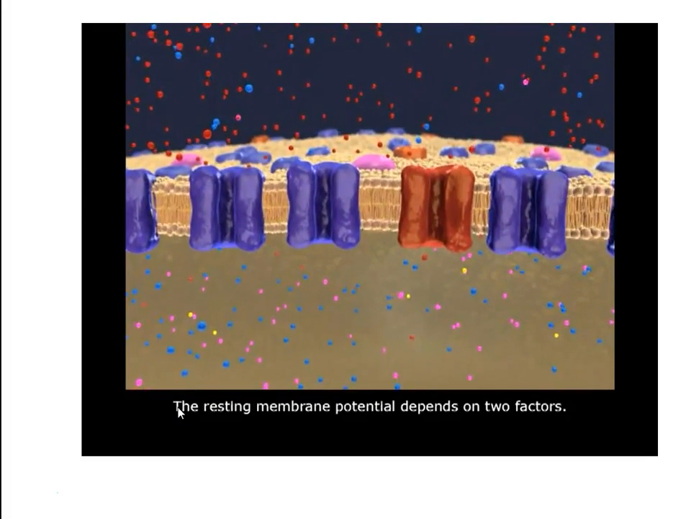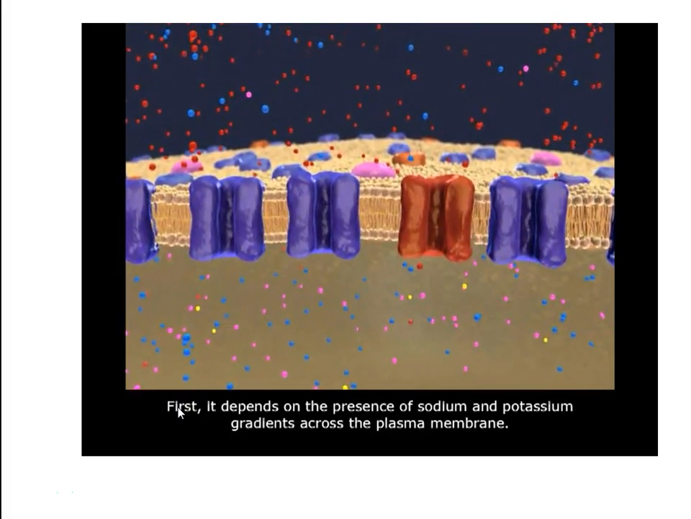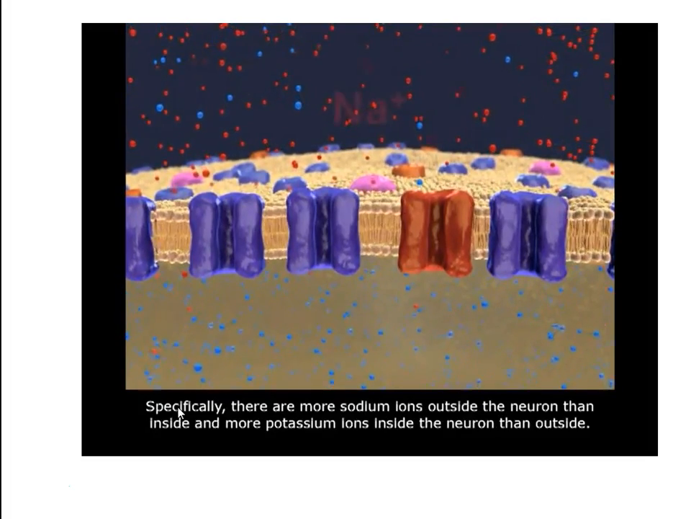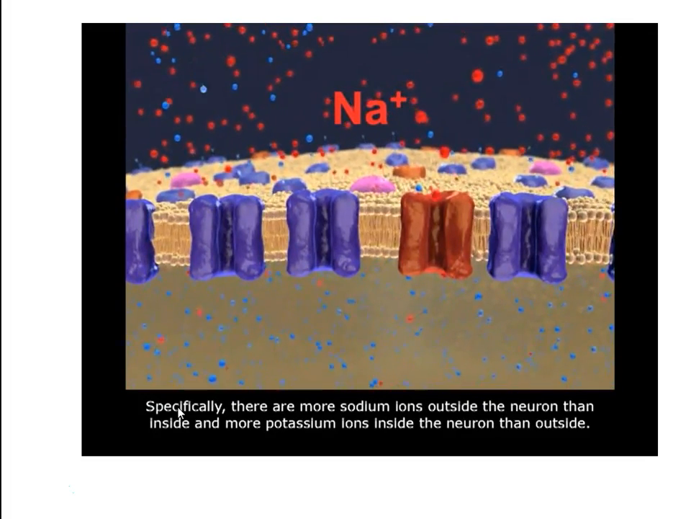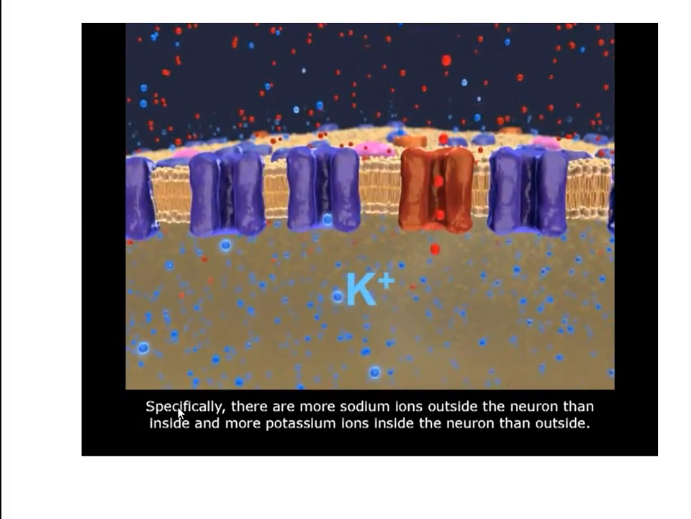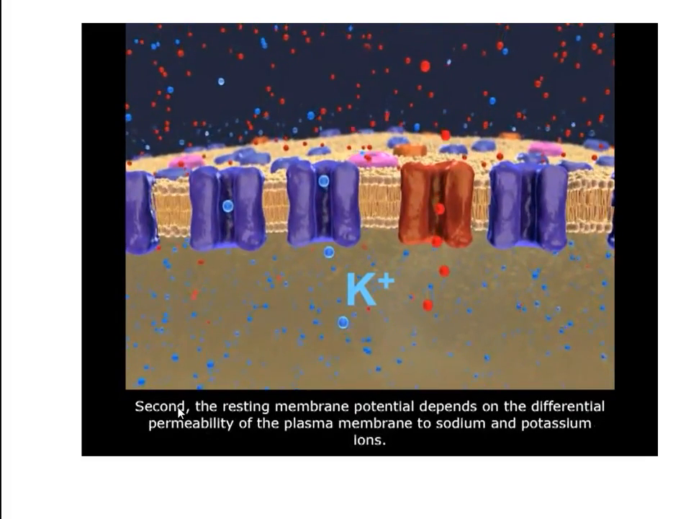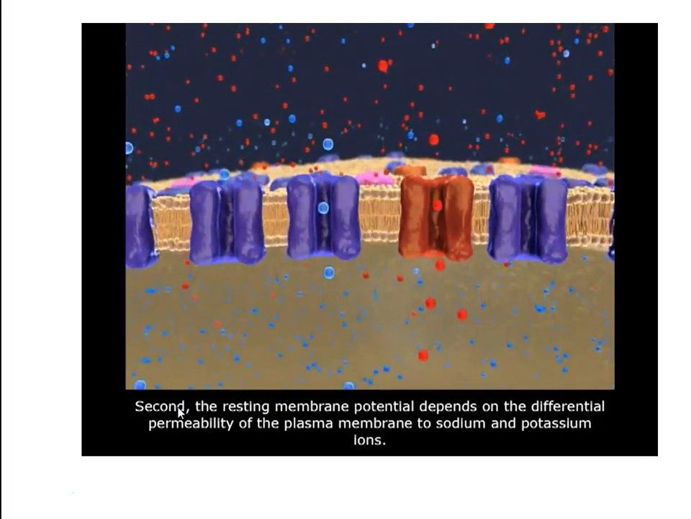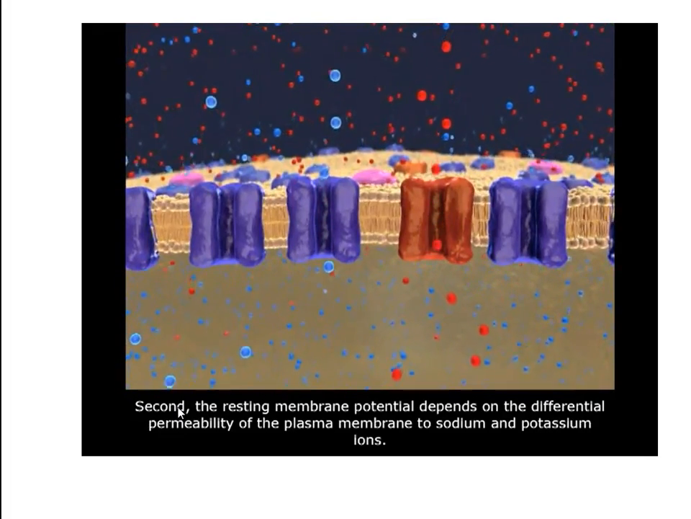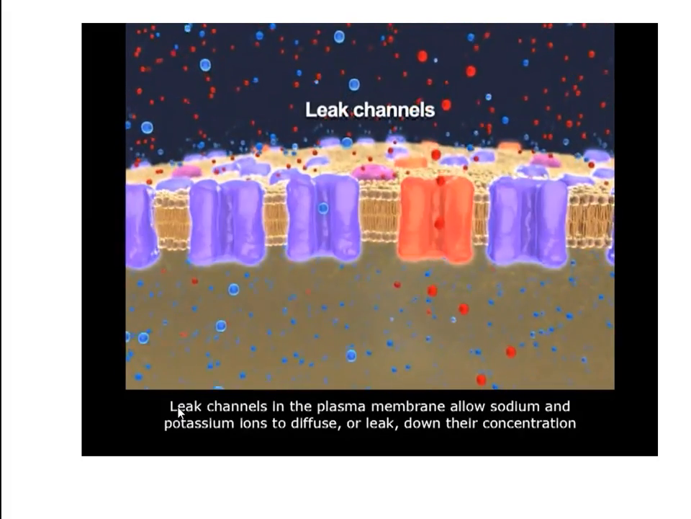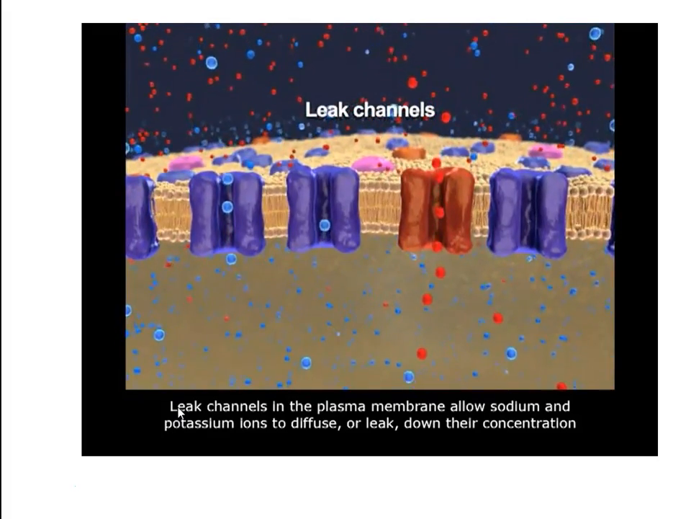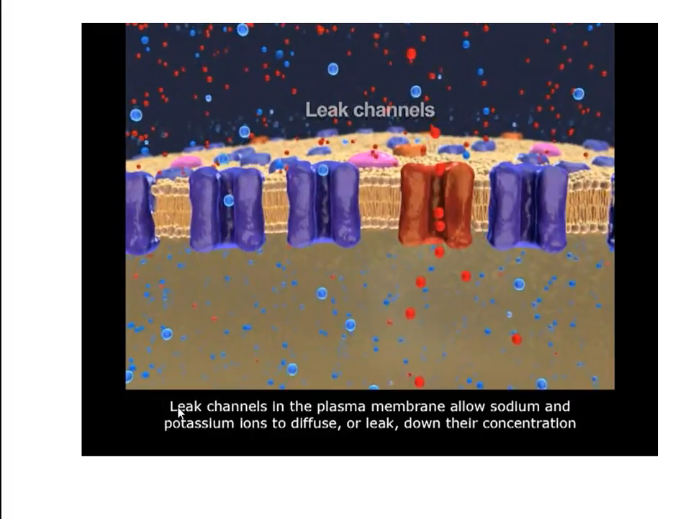The resting membrane potential depends on two factors. First, it depends on the presence of sodium and potassium gradients across the plasma membrane. Specifically, there are more sodium ions outside the neuron than inside, and more potassium ions inside the neuron than outside. Second, the resting membrane potential depends on the differential permeability of the plasma membrane to sodium and potassium ions. Leak channels in the plasma membrane allow sodium and potassium ions to diffuse or leak down their concentration gradients.